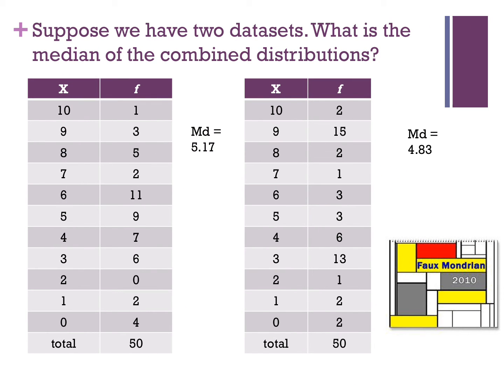Suppose we have two data sets. What is the median of the combined distributions? We see with the data set on the left, the x values range from 0 to 10, and we can see the frequencies for each score in the column with the heading of f. The median of this data set is 5.17. The data set on the right also has values that range from 0 to 10, and we can see the frequencies of each score under the column with the heading of f. The median of this data set is 4.83.